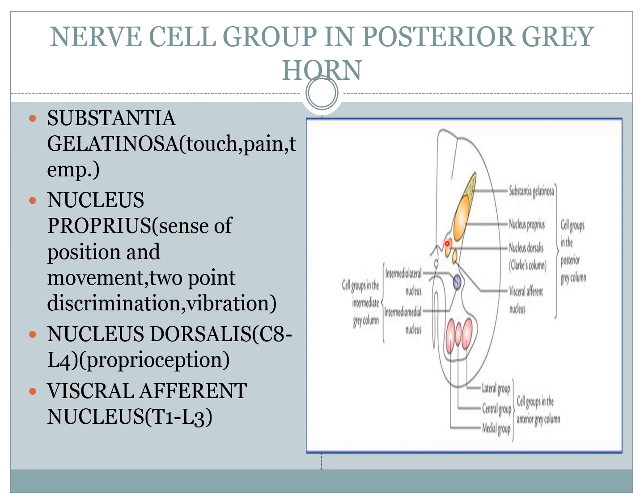Lateral to this nucleus dorsalis there is the visceral afferent nucleus. It is present from T1 to L3. It carries visceral afferent information or sensations. So there are four groups in the posterior gray horn: substantia gelatinosa, concerned with the sense of touch, pain, and temperature; nucleus proprius and nucleus dorsalis, which are concerned with proprioception; and visceral afferent nuclei, which carry visceral afferent sensations.